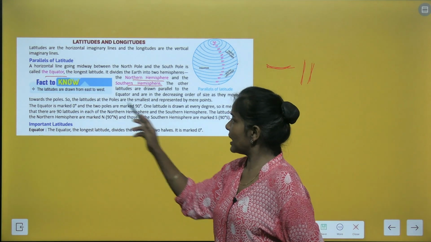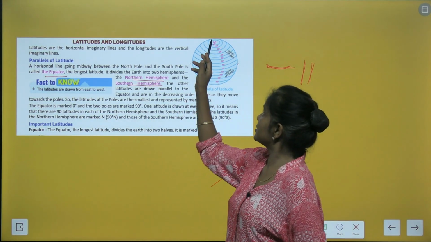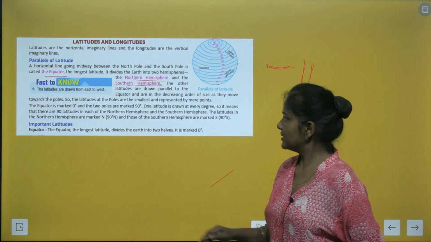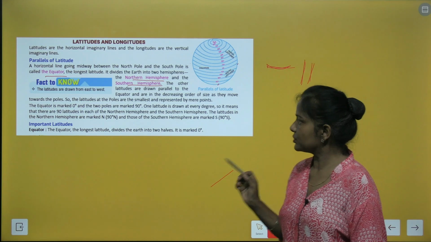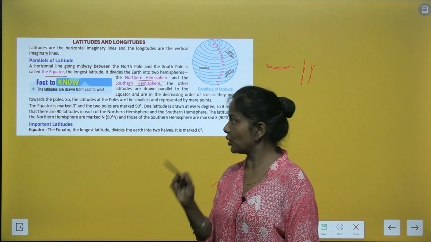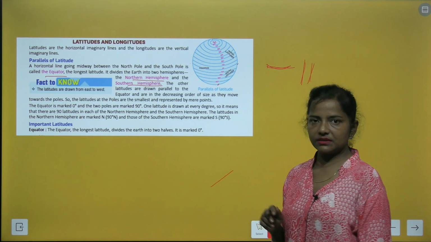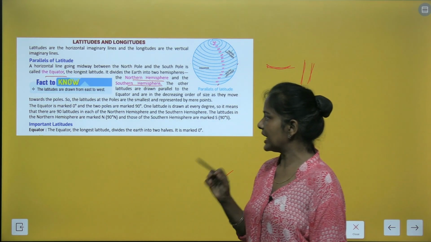The equator is marked 0 degree. Equator को 0 degree mark किया जाता है and the poles are marked 90 degrees. One latitude is drawn at every degree, so it means that there are 90 latitudes in each of the northern hemisphere and the southern hemisphere. The latitudes in the northern hemisphere are marked N.